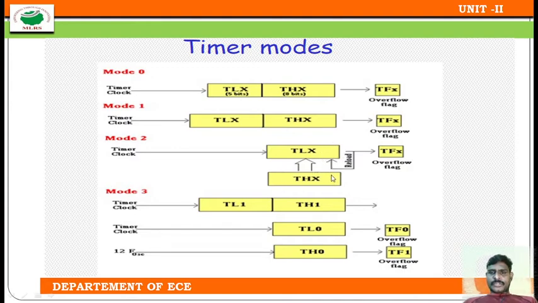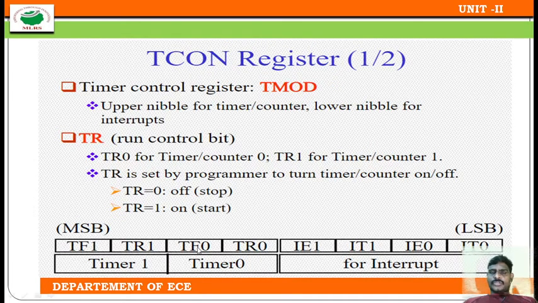TH0 will be used for counting and TL0 will be used for the timing application, so it is automatically reloaded. In timer 3, individual timers can use either a timer or a counter or both. Then the TCON register: TCON is the control register of the TMOD register.